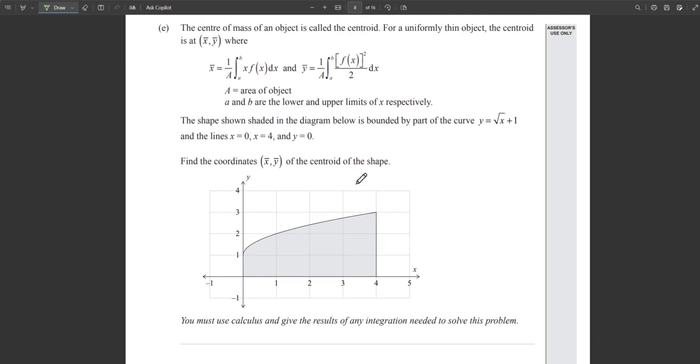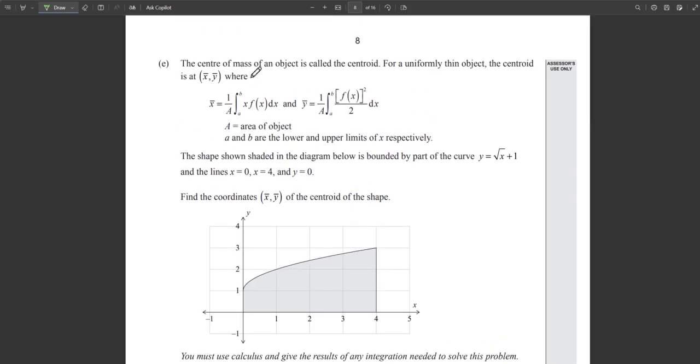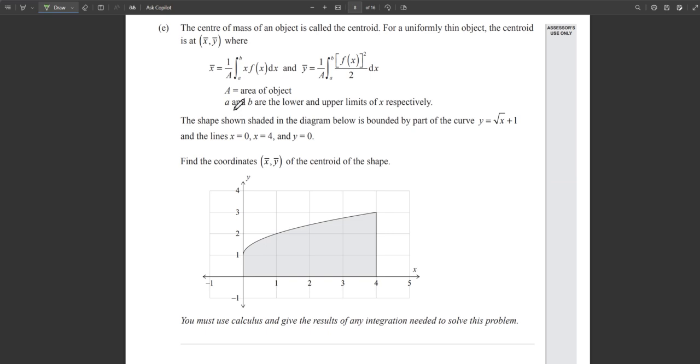Okay, so the center of mass of an object is called the centroid, and for a uniformly thin object, the centroid is at x bar comma y bar, where x bar is 1 over the area of the object times the integral between a and b of x times f of x with respect to x, and this is y bar.